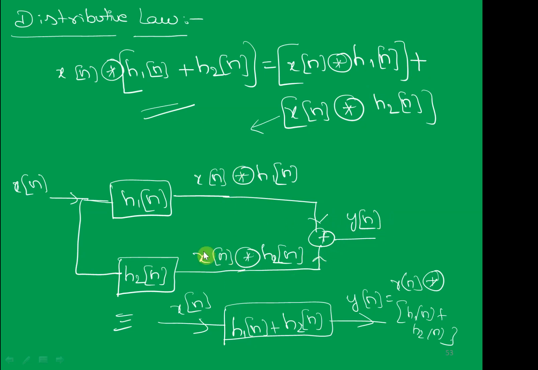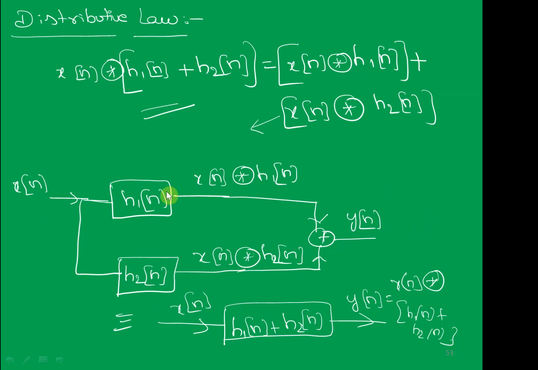So according to the distributive law, if I add all the impulse responses, that means h1 of n plus h2 of n, and then apply the input, we get the output y of n equal to x of n convolved with the summation of these two, which is exactly equal to this. That means it looks like a parallel system. All the systems are in parallel form. If you apply the same input to all the systems, what is the output here? By adding all the individual outputs, you get the output.